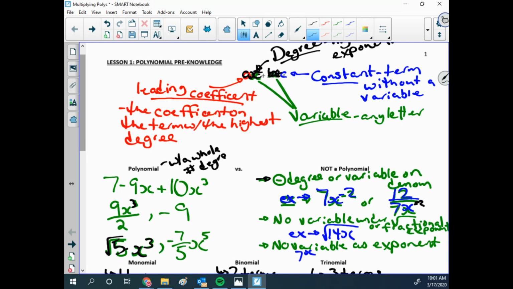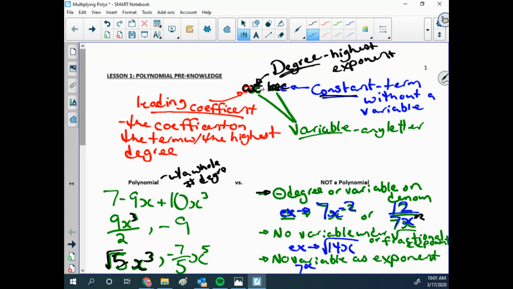Some other things we have to know about polynomials are looking at a really brief or basic polynomial here, ax squared plus bx plus c. We have to be able to identify the constant, which is the term without the variable. You have to be able to identify the degree, which is the highest exponent in that polynomial, and the leading coefficient, which is the coefficient attached to the term with the highest degree.